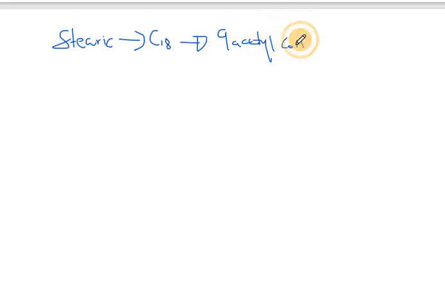Let's try the next one. Let's say we have a stearic acid, and we are being asked to find the number of ATPs from this fatty acid. Stearic acid is an 18 carbon fatty acid, therefore it can give me an equivalent of 9 acetyl CoAs. The number of rounds will always be 1 less than the number of acetyl CoAs. So I'm going to have 8 rounds or cycles.